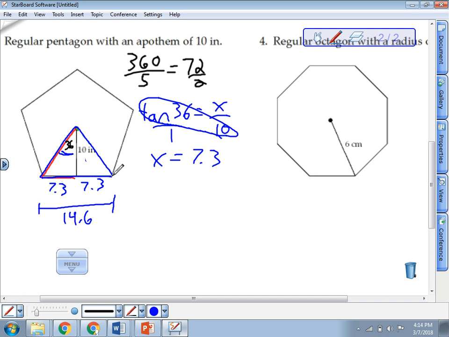So let's find the area of that triangle. That's going to be one half base times height. The base is 14.6 times 10 divided by 2. So the area of one triangle is going to equal, when we do that, about 73. So 73. Now that's the area of this triangle right here.